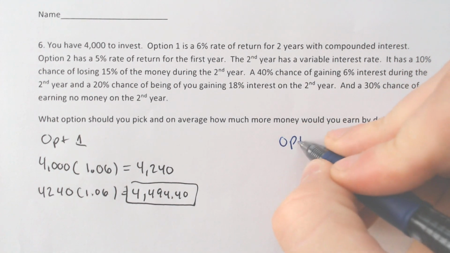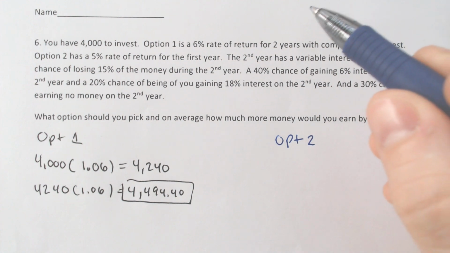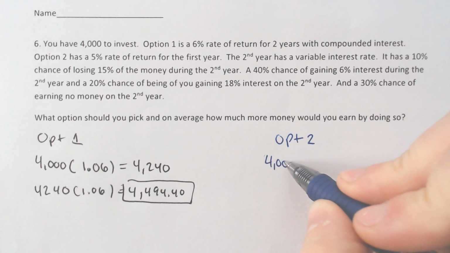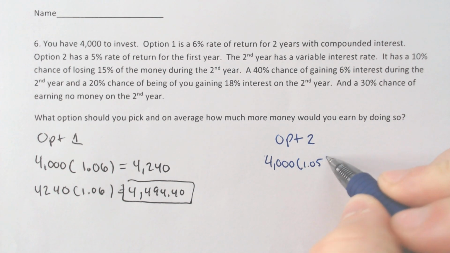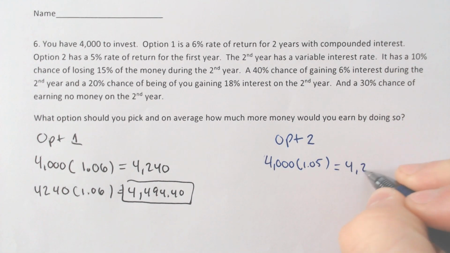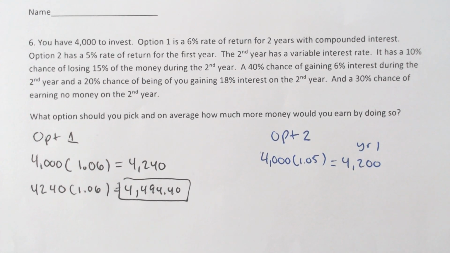Okay, so option two, this one, you got 5% on the first year. So let's do that first. Year one, $4,000 times 1.05 ends up being $4,200. So that's how much you have after year one. All right? And then year two happens.